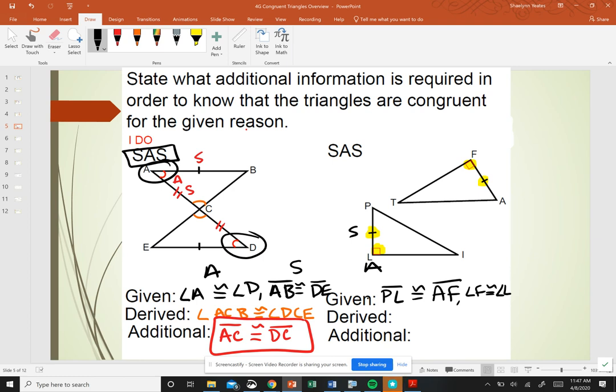Now this is tricky because there's two sides left, but I need the side that's on the other side of the angle. So this angle right here is made up of two sides. It's made up of PL and LI. Well, PL I've already marked as congruent. So LI is what I want to be congruent. So I'm going to put LI is congruent to, now, what's in the same place as LI, but on the other triangle? You're right, it's FT. So I want LI to be congruent to FT. This is the additional information I want.